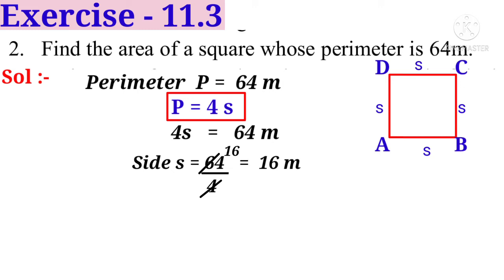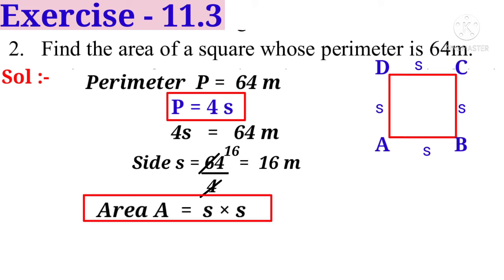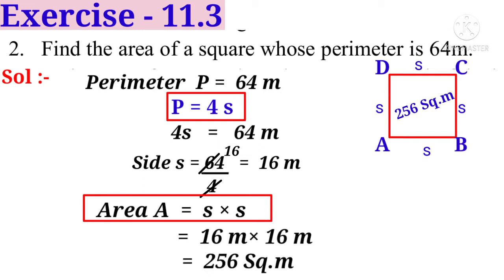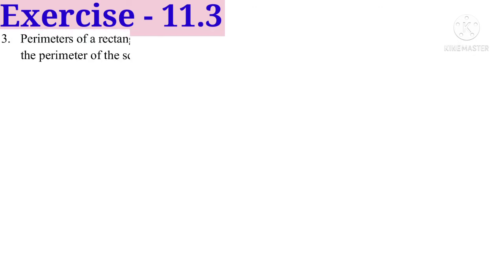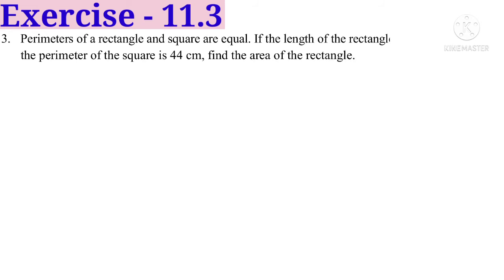Now area of the square A is equal to S into S, that is equal to 16 meters into 16 meters, that is 16 into 16 is 256 square meters. Now third problem, perimeters of a rectangle and square are equal. If the length of the rectangle is 14 centimeters and the perimeter of square is 44 centimeters, find the area of the rectangle.